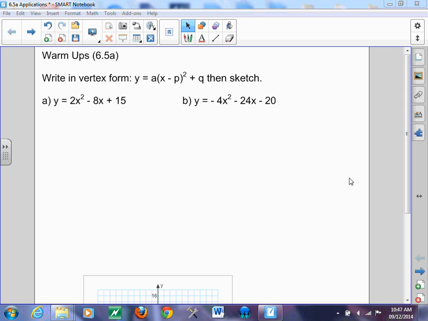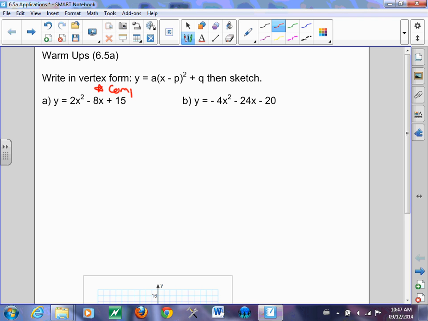But before we get to that, folks, let's take a look at our warm-ups here. It says to write in vertex form, and if it's from standard form to vertex form, there's three methods, but the easiest one is to complete the square. Okay, so ladies and gentlemen, we complete the square. We want to get a binomial square. So what we're focusing on doing this part first is the x minus p squared.